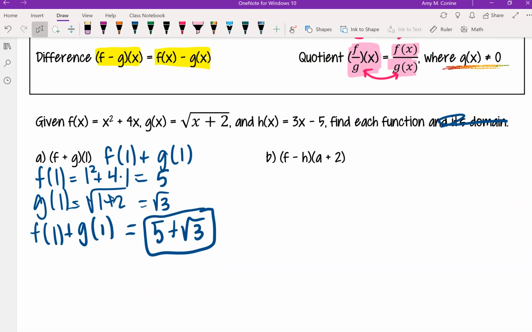So like b, we have f minus h and then of a plus 2. So whatever's on the inside of the parentheses, we plug in wherever x is. So f of a plus 2 minus h of a plus 2. So this can be a little long. So you're going to plug in a plus 2 wherever there's an x in f, and you're going to do the same thing with h. Okay, so go ahead and do that part on your own right now.